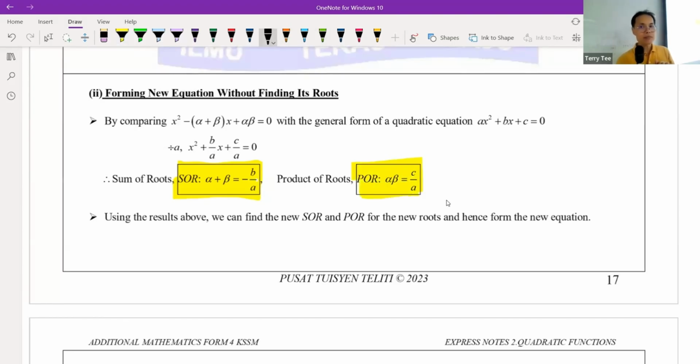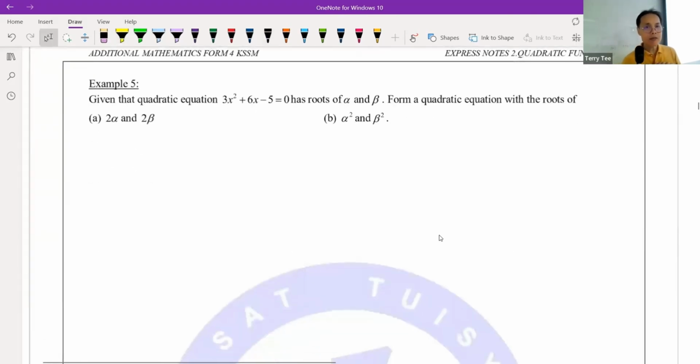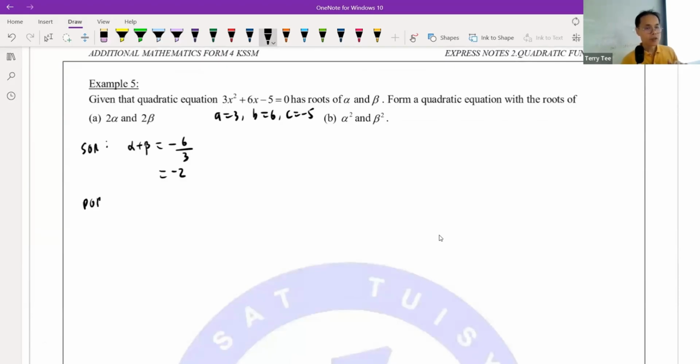Okay, now let me show you one example. Very simple. Let's identify our A, B, C. My A is 3, my B is 6, my C is negative 5. For my SOR, my alpha plus beta is negative 6 over 3, which gives us negative 2. My POR will be alpha times beta, C over A, which is negative 5 over 3.